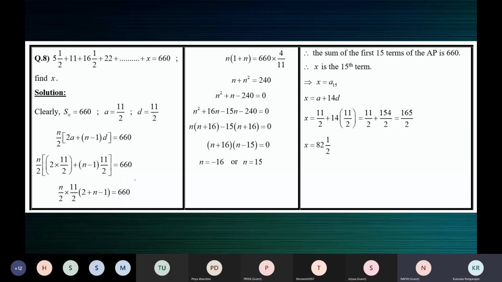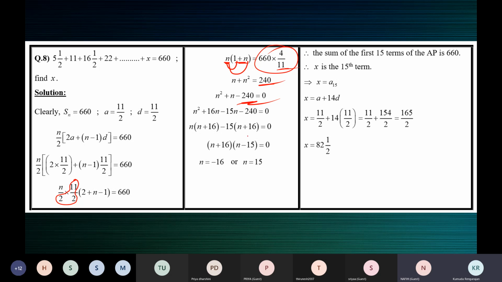So here 2 minus 1 is 1, so it's n plus 1, or 1 plus n. And here n into 11 by 4, this is numerical, right? This 11 by 4 becomes 4 by 11 on the other side. So n into (1 plus n) is equal to 660 into 4 by 11. N into 1 is n, n into n is n square, and on simplifying this you get 240.